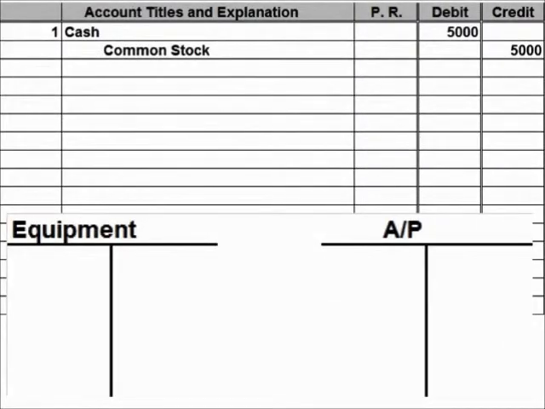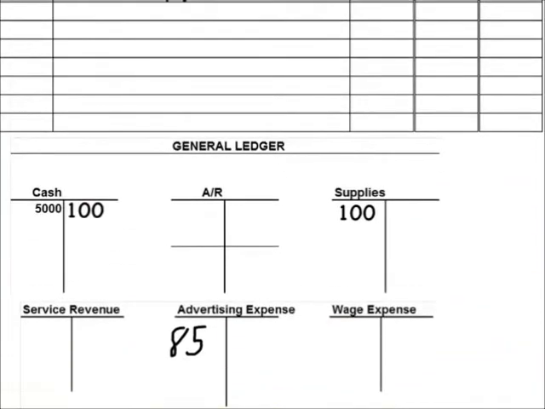Number 2. Purchased chainsaws and other trimming equipment on account $3,000. We have to break down what this is telling us. We paid cash for this. Anytime we pay out cash, that is a credit. It is decreasing the cash account.